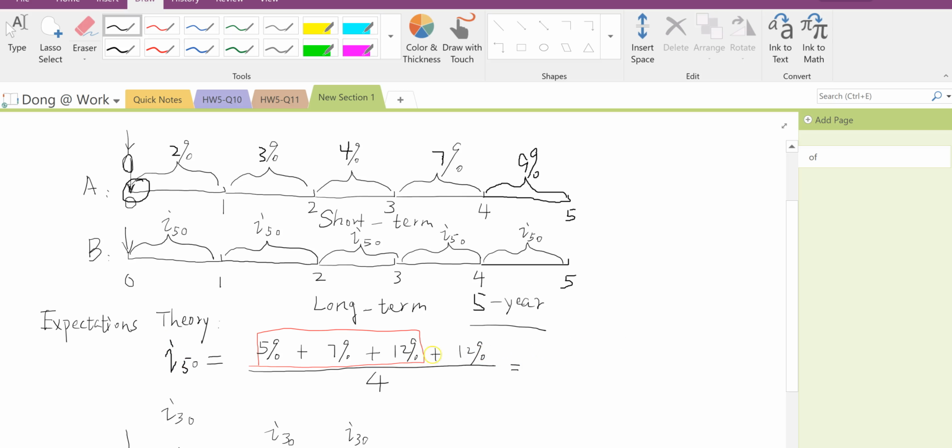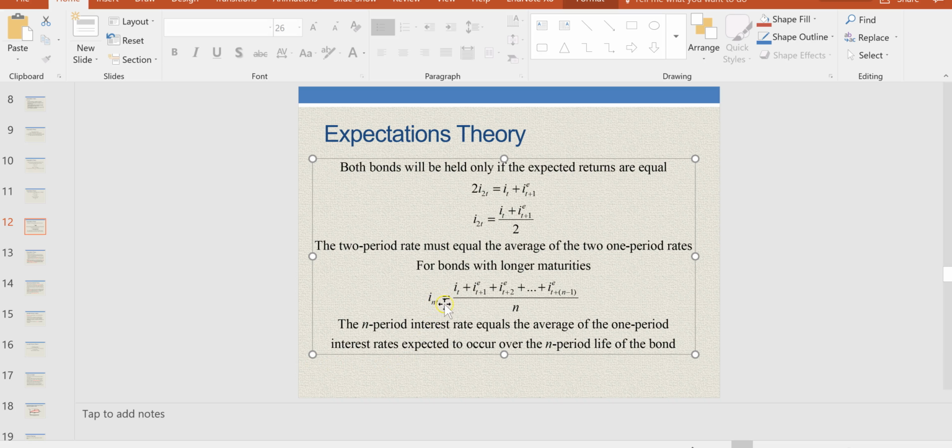Then this will also have to change. This will be the average of these 5 years: 2%, 3%, 4%, 7%, 9%. That's 5 years, 5 interest rates for a 1-year bond. So that's what this expectation theory means. So INT equals the average of a series of future 1-year bond interest rates.